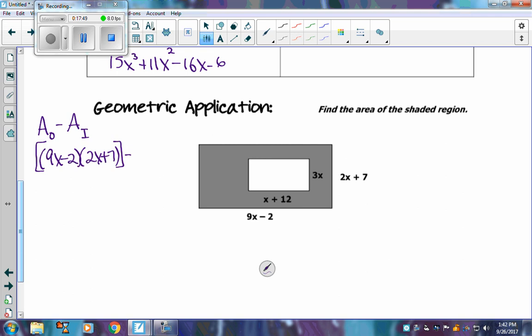Now, when you have a monomial times a binomial, I like to lead with the monomial. So 3x times x plus 12. You can lead with the x plus 12. I prefer to put the monomial first.